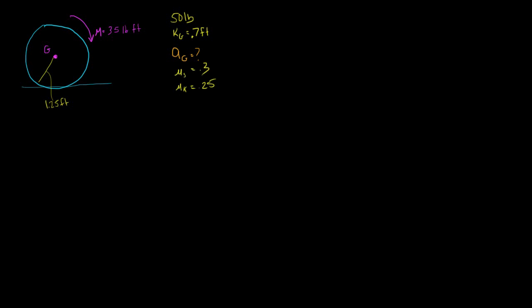So how do we go about this? Well, there's a trick to this problem: we have to assume it rolls without slipping and then check our assumption. But first, like always, we draw our free body diagram. And our free body diagram is going to identify the forces and our accelerations.